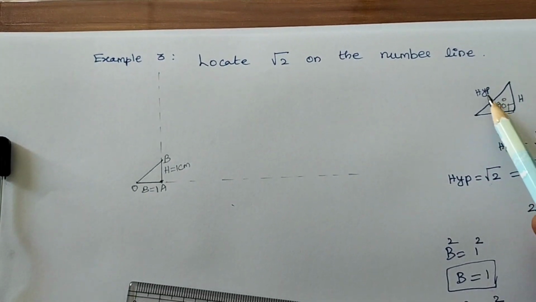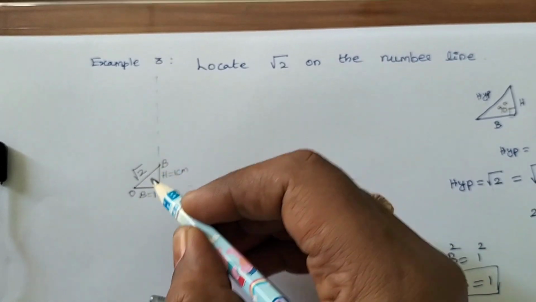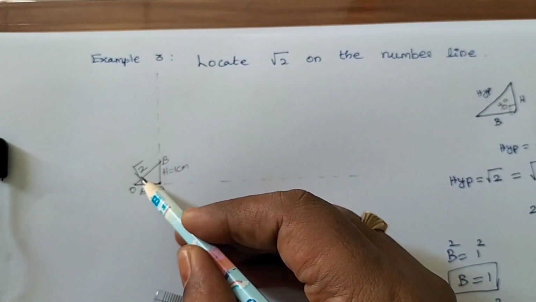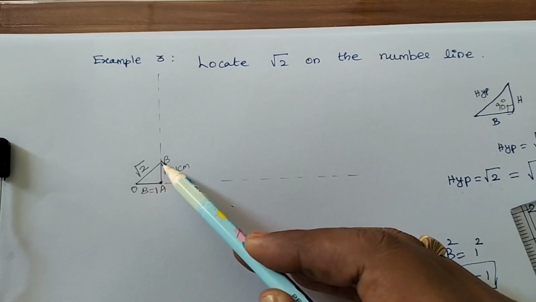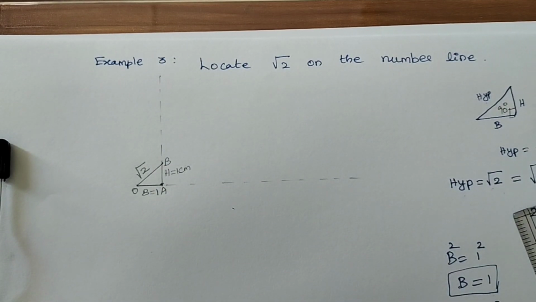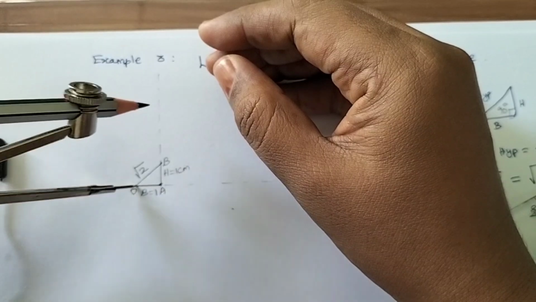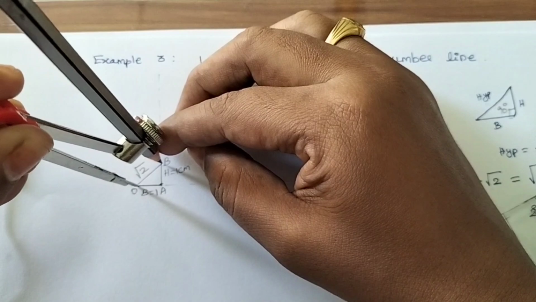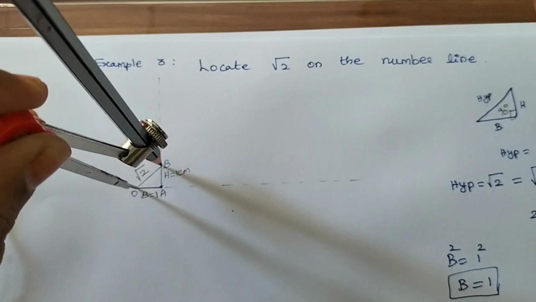So what is this value actually? This is nothing but the hypotenuse. The hypotenuse is nothing but root 2. Whenever you take 1 centimeter here and 1 centimeter here, definitely the hypotenuse will be root 2 centimeters. So now we have obtained root 2 as this measurement. Now take that as the radius and draw the arc on the number line. Keep the compass at O and measure the radius OB. This OB is nothing but root 2.